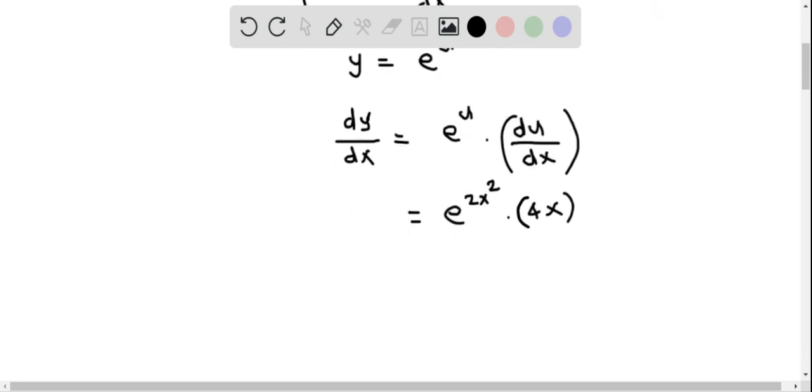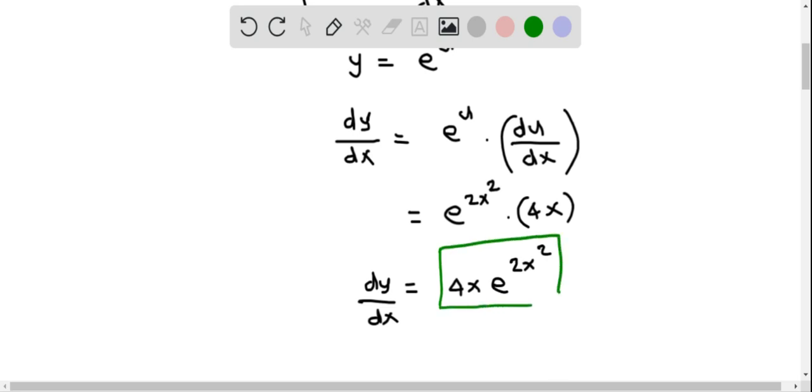And so therefore this can be written as, I'm going to write this 4x first, so it is 4x e raised to the power of 2x squared. And this is the first derivative of y. This is dy by dx. That is, this is the derivative of e raised to the power of 2x squared.